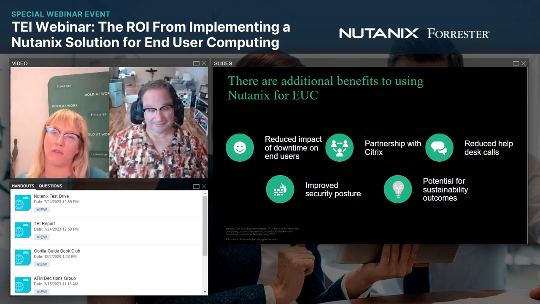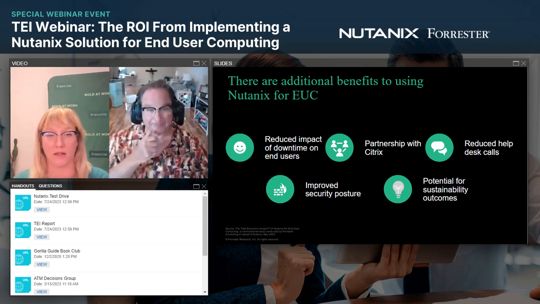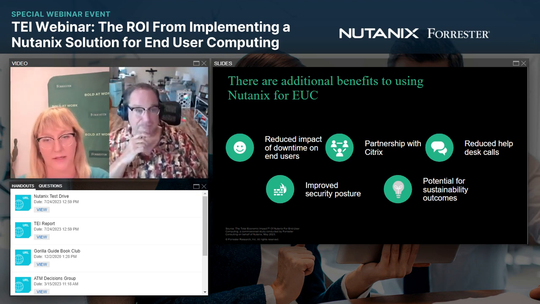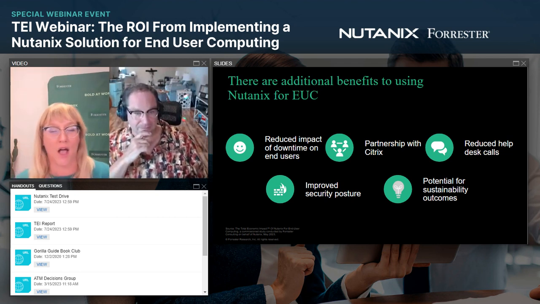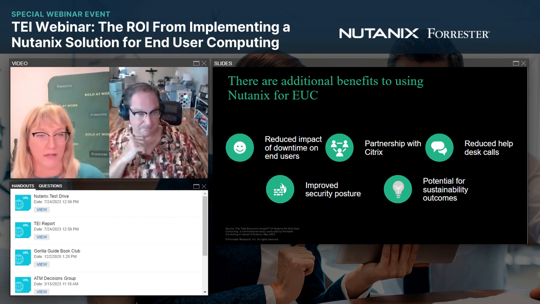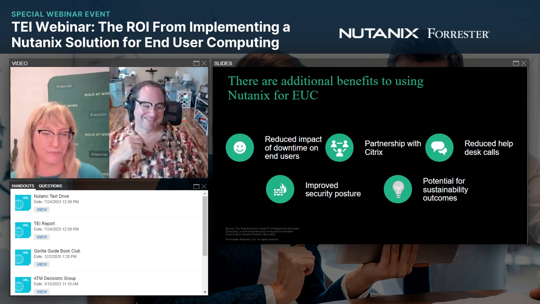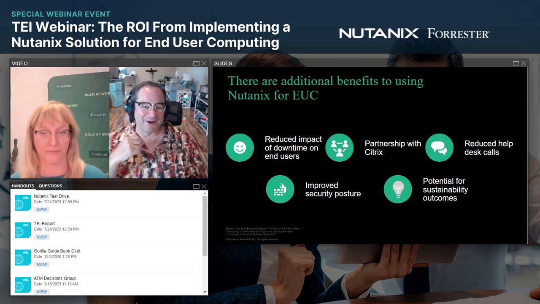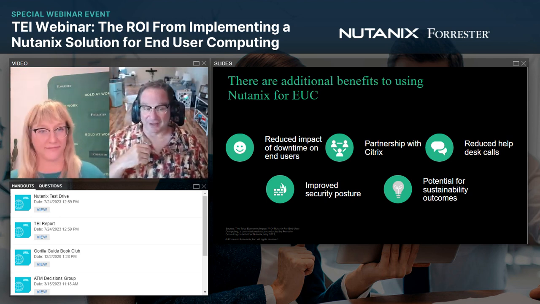We already talked about downtime and users. I do love the reduced help desk calls. I love anything that kind of cascades throughout the organization. But I have to say, I love security. I love sustainability. I love those bottom two. Okay, I love them as well.